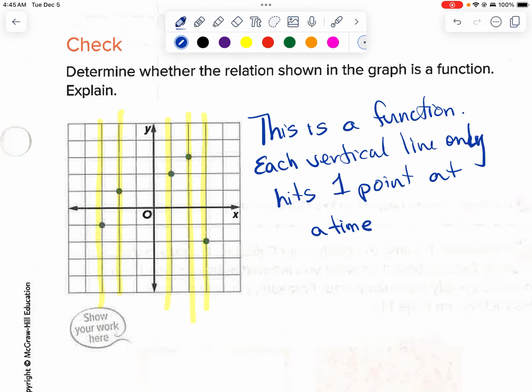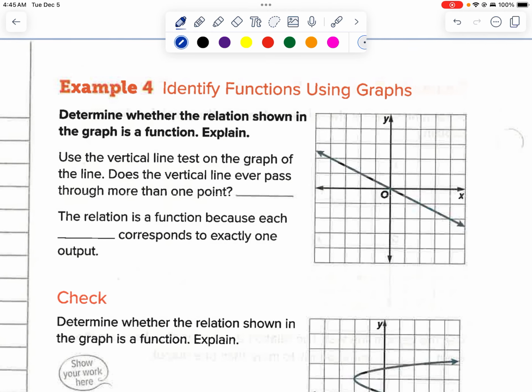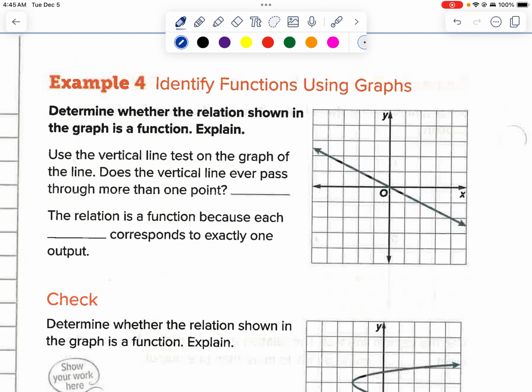Okay. Here we go. Determine whether the relation in the graph is a function. Use the vertical line test. Again, I'm drawing vertical lines. Does the vertical line ever pass through more than 1 point? No. The relation is a function because each input corresponds to exactly one output.